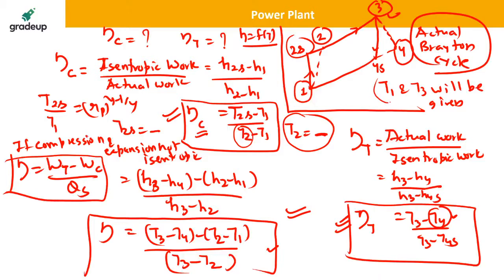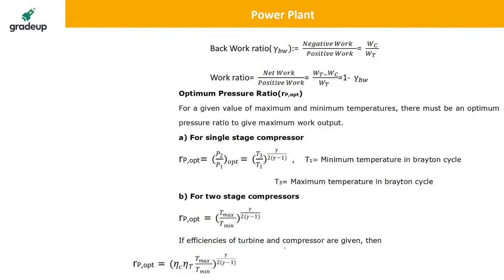T1 is the minimum temperature of the Brayton cycle. T3 is the maximum temperature of the Brayton cycle. That will be given in the exam. You have to find T2 and T4 from here. Clear everyone? Now there are some more important formulas that you have to remember.